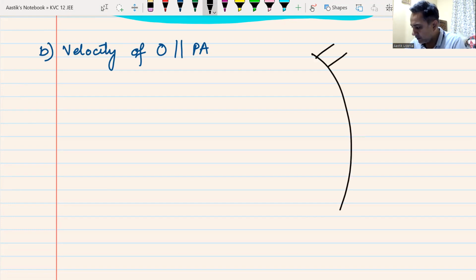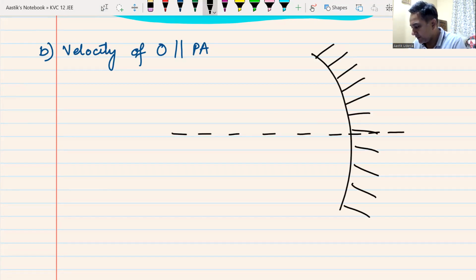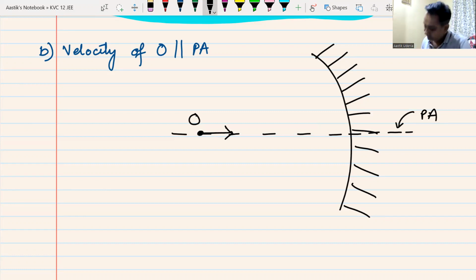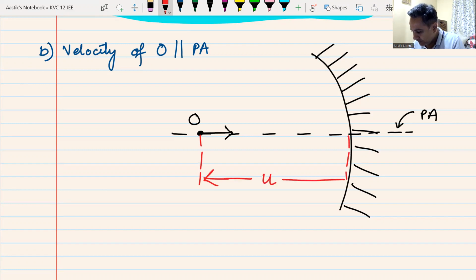This is my concave mirror. This is my legendary principal axis. And let us say this is my object O, and let us assume that it is moving like this. Do we understand this? Let us say that this object distance is U. Are we getting the diagram? Yes or no?